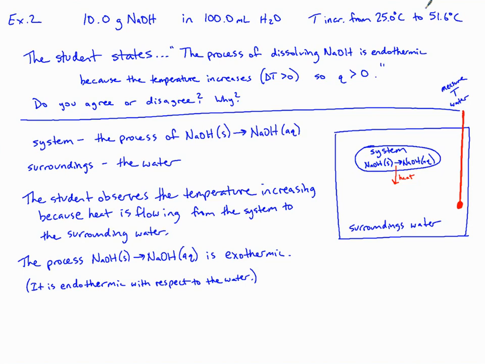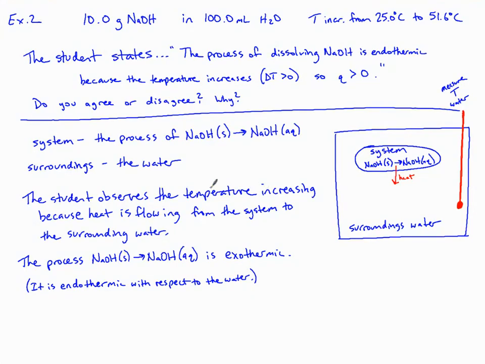So a couple of things. First off, defining the system. The system is the process of dissolving the solid sodium hydroxide and making it aqueous. So I drew a little picture off to the side. This is the system. This is the actual process going on. And then the surroundings is the water. And so the surroundings is everything else. And yes, they are mixed together, so the system and the surroundings are very much blurred. But the system is the process of dissolving the sodium hydroxide, and the surroundings are the water.